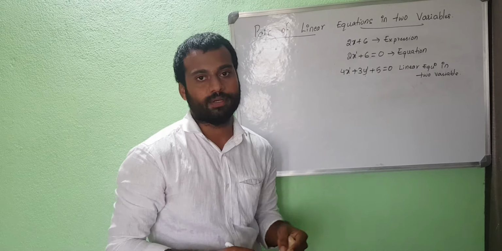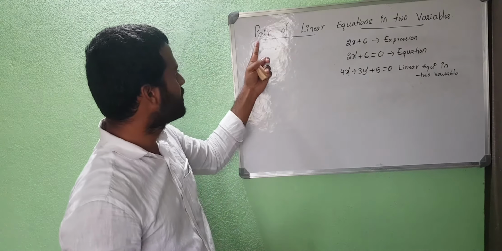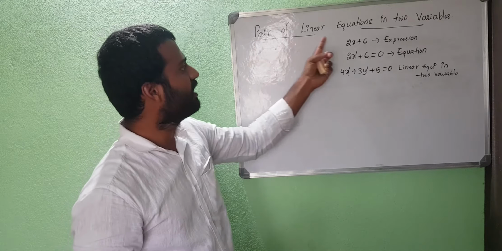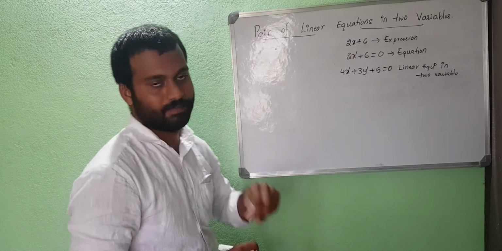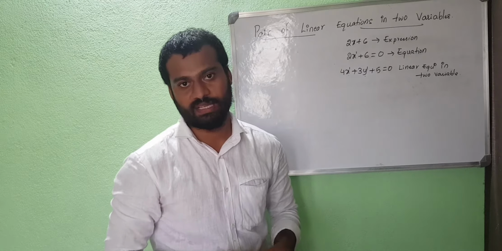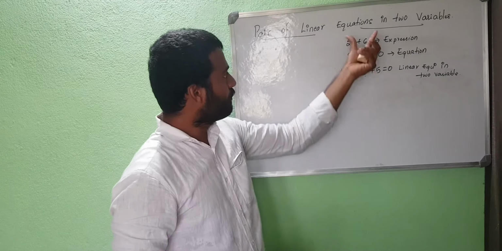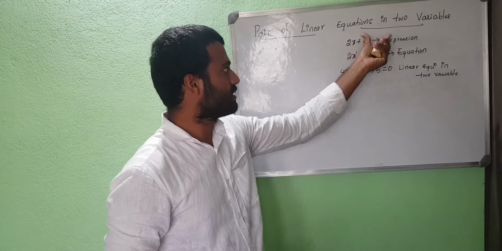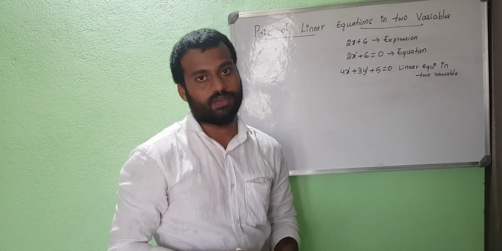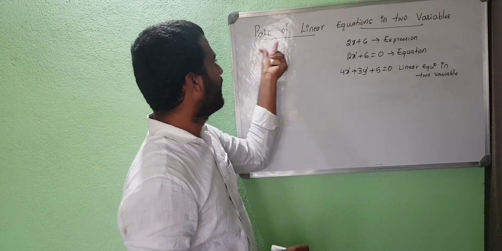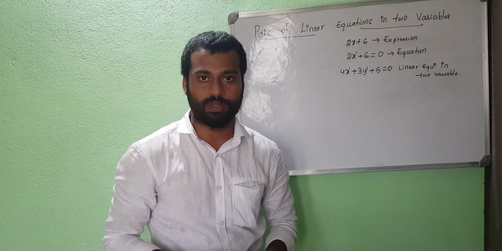So let us come back to our concept. Our concept is pair of linear equations in two variables. Just look at the word pair. Pair means two, correct or not? So if we consider two linear equations in two variables, we call that type of equations a pair of linear equations in two variables.